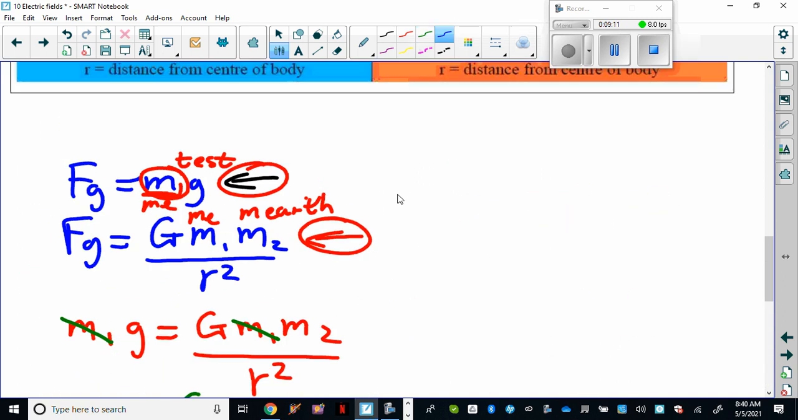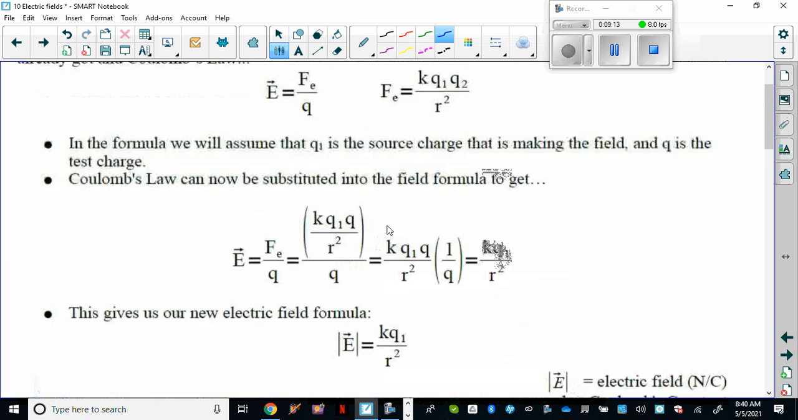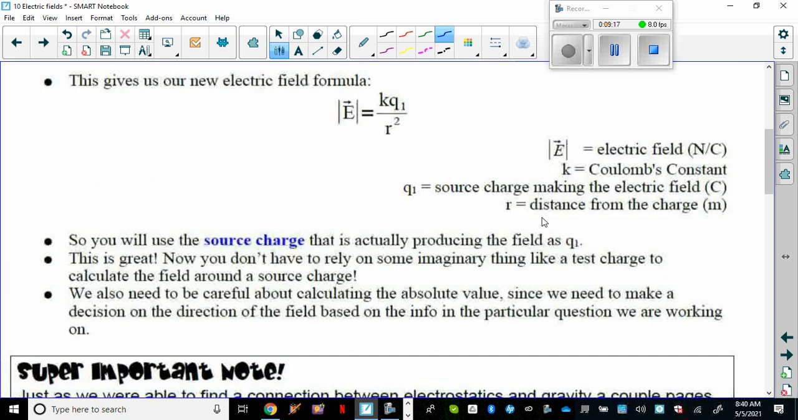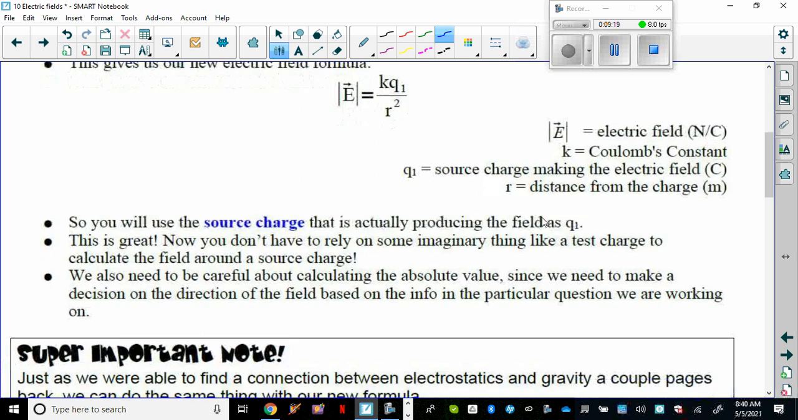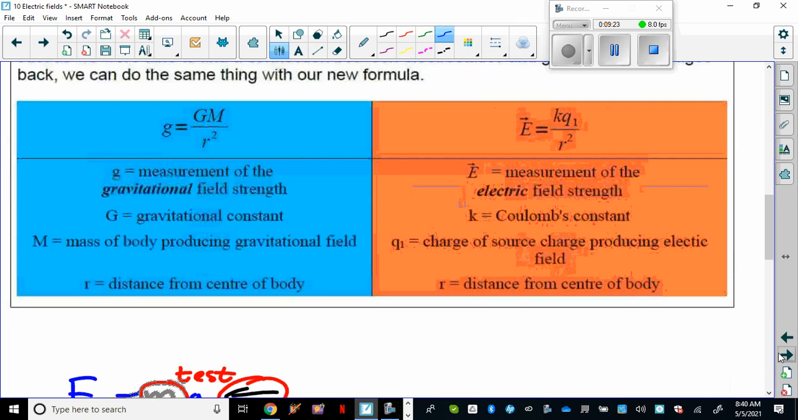All right, and that is all explained here in vivid detail in your notes. You can read over that. And then we can go on to the examples, I think.